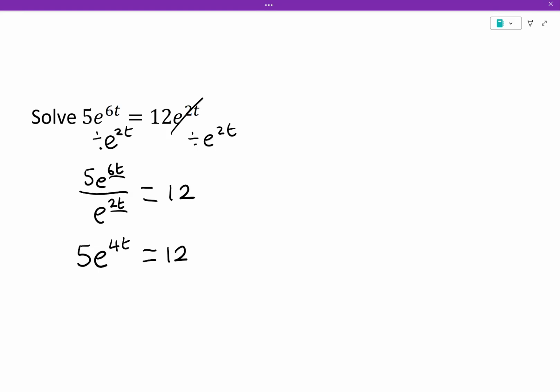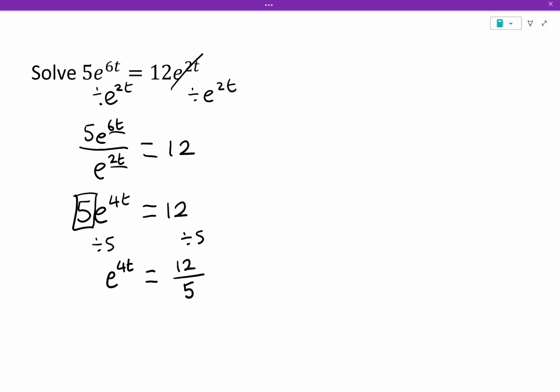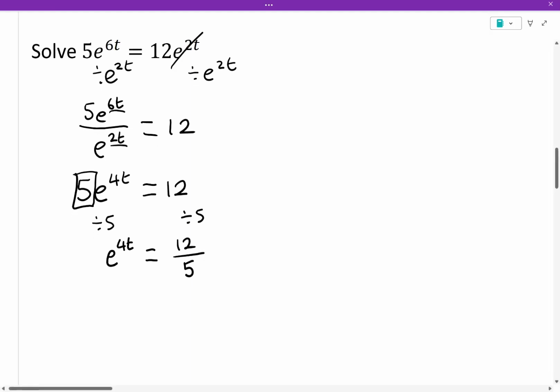Now our exponential is being multiplied by a numerical value, so I want to remove that before we start trying to use logarithms. So what we're going to do is divide by 5 on both sides. So I would get e to the power of 4t is equal to 12 over 5. Now we're in position to use logarithms. So our log is going to be base e.